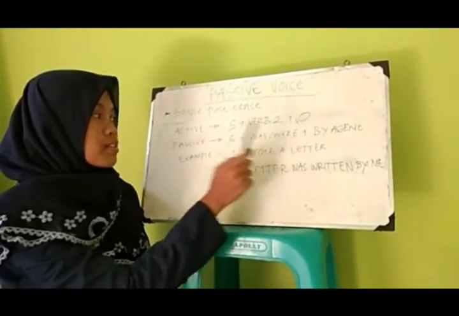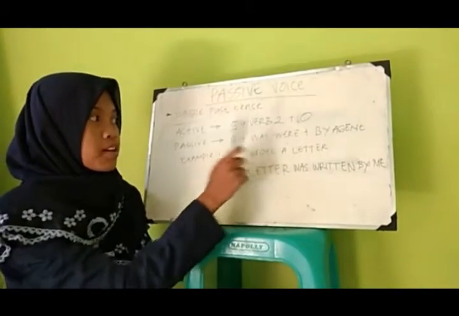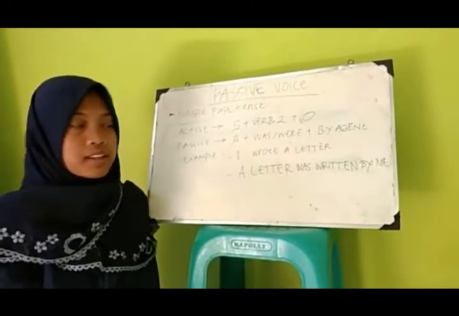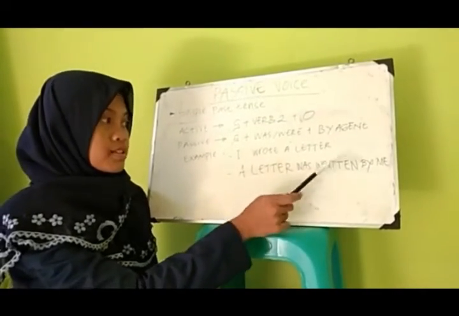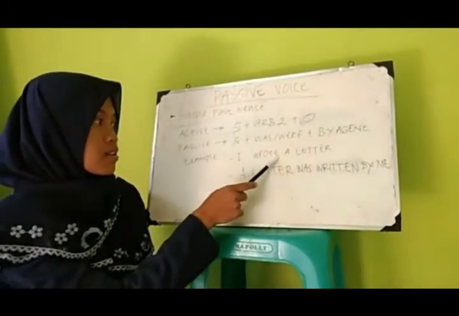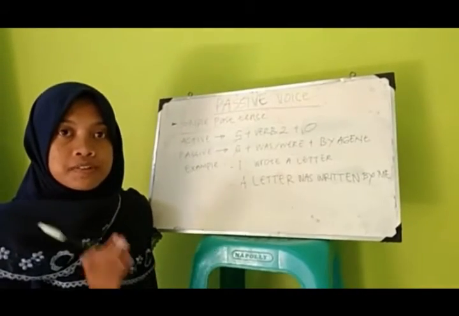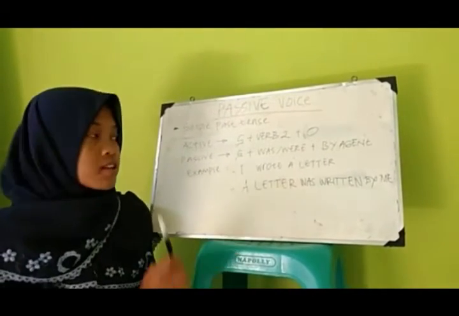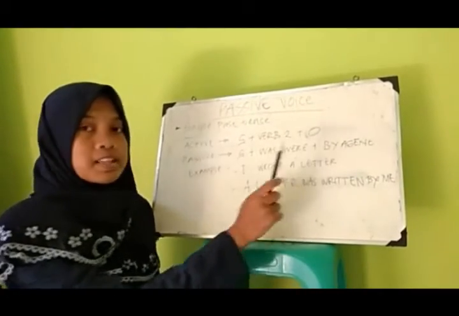To be: was, were. To be was is used if the subject is singular and to be were is used if the subject is plural. A letter is singular, so I use to be was for this sentence. And then wrote and written. Remember, passive voice always uses verb 3 or past participle. So wrote in active voice will be changed into written in the passive voice.